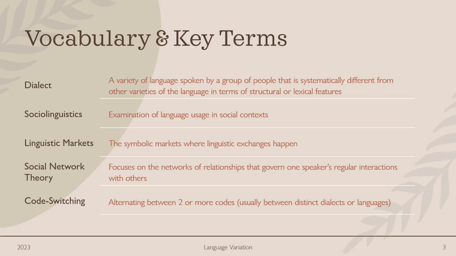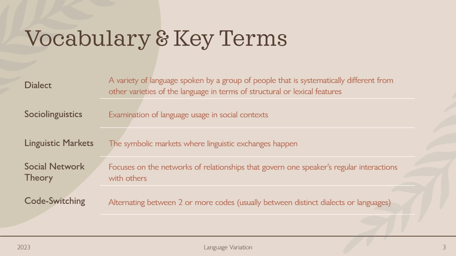Secondly, we have sociolinguistics. Sociolinguistics is an examination of language usage in social context. It's how our social lives have an impact on how and what we speak. We then have linguistic markets, which is simply where linguistic exchanges happen. This can be like physical locations. For example, a linguistic market could be the schoolhouse where you work and teach, or a linguistic market can be you at home with your family. Because whether you're at work or whether you're at home, there's some sort of linguistic exchange happening because you're having conversations.